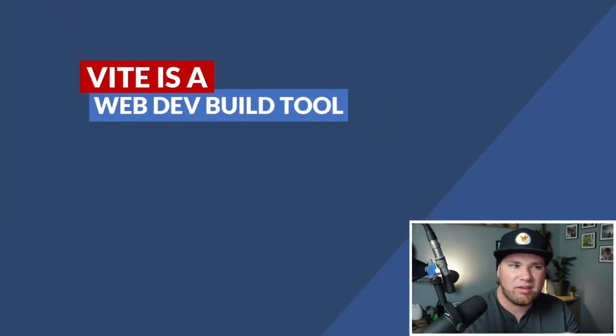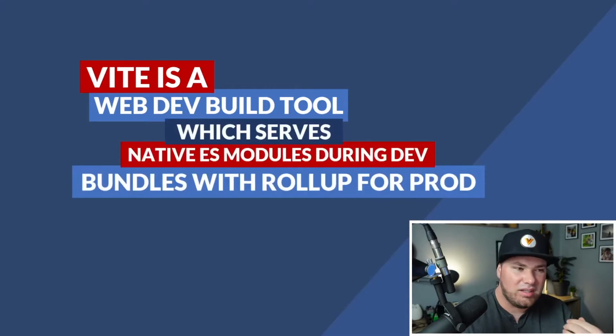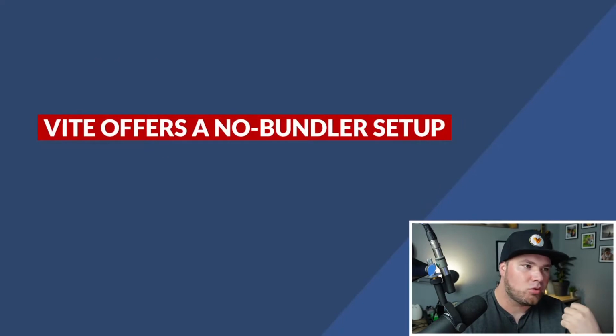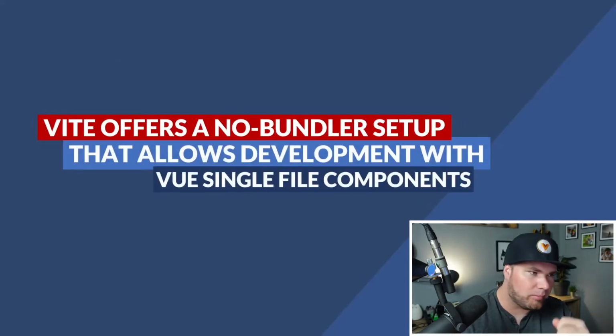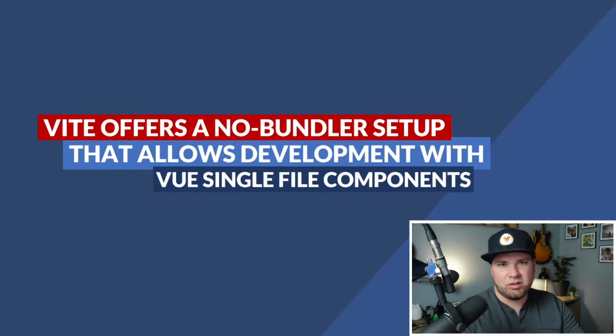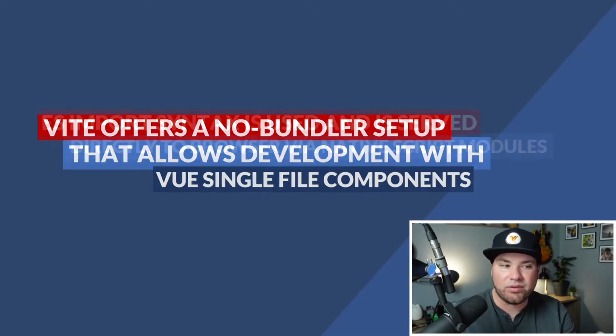So Vite is a web dev build tool which serves native ES modules during development, but it bundles them with Rollup for production. So Vite offers a no-bundler setup that allows development with Vue single-file components. And this is where it gets a little bit special, because we can all build something that just injects all your dependencies as a module script file, right? Then it just works. But you also want to sometimes transform, because you want to use your Vue single-file component or your JSX type thing. You kind of want it to be smart like that. You want it to compile things, right?